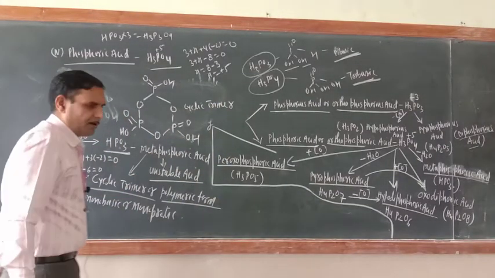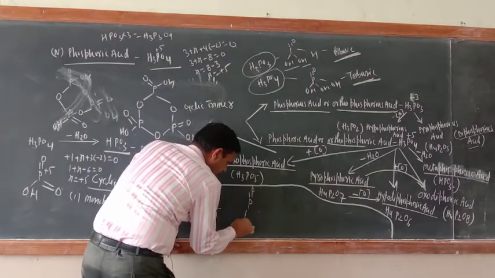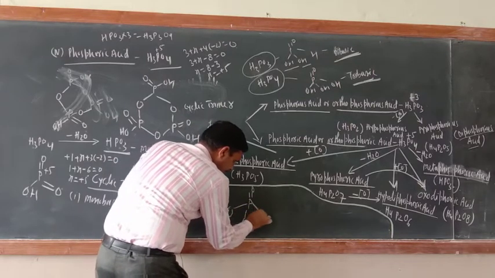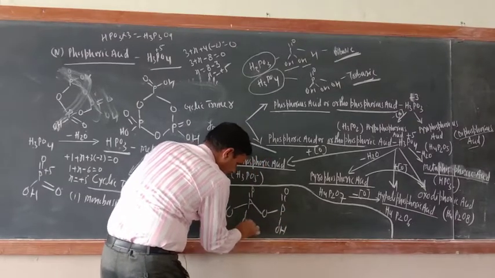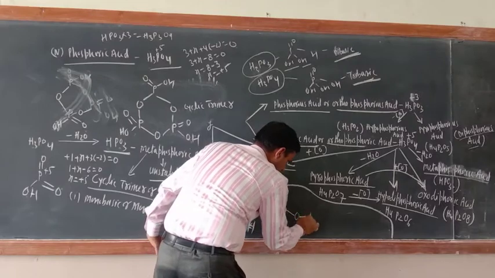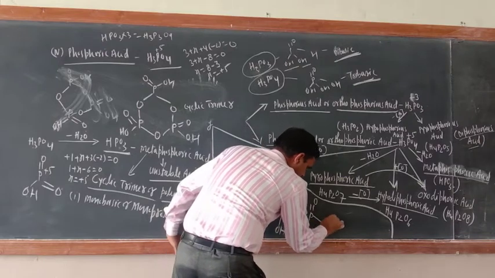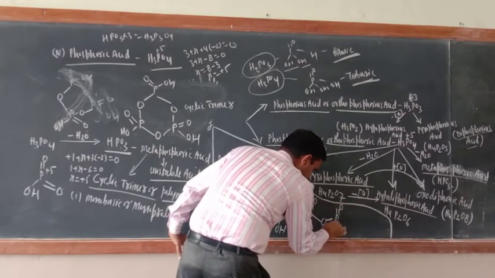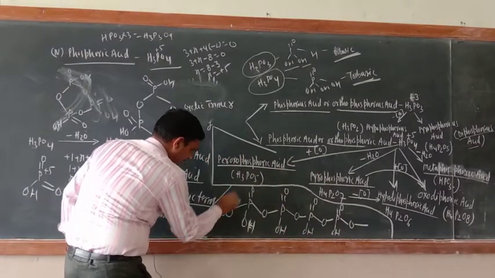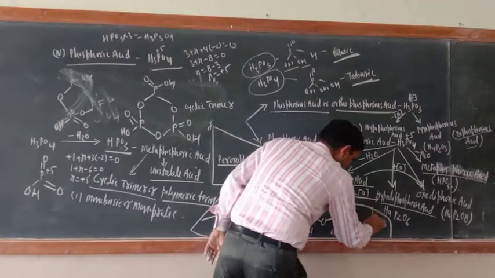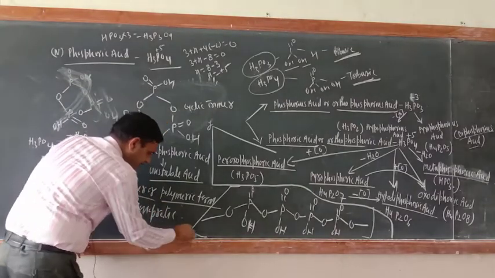In polymeric form, you can write it in this way. Just see. P double bond O, OH. Here 1 oxygen, here another oxygen. Now here P double bond O, OH. Here also O and P double bond O, and here OH. Here O, here P double bond O, OH. Now here O. Just see, it will keep on adding. This is the cyclic polymeric form.